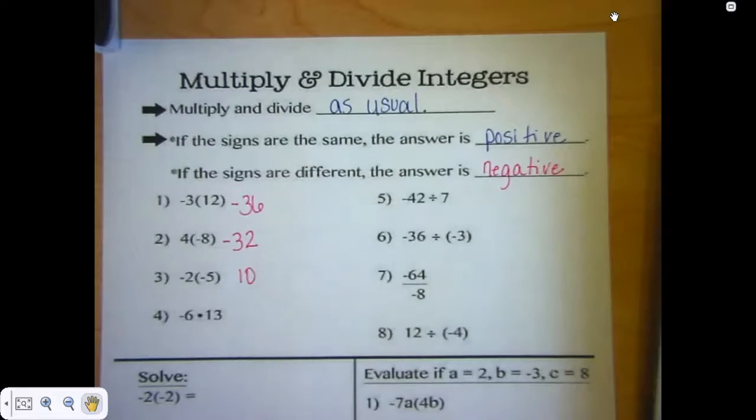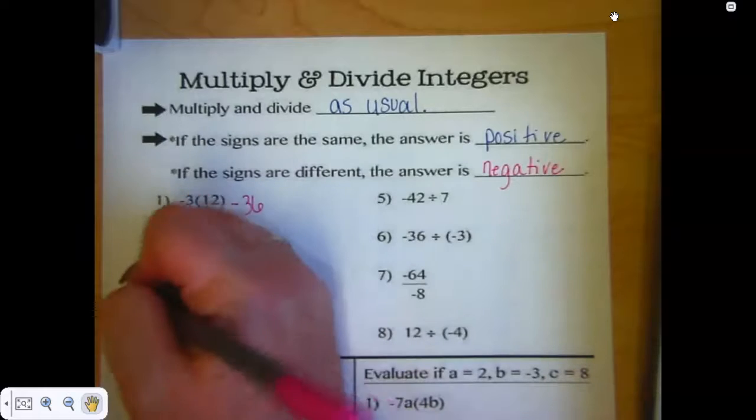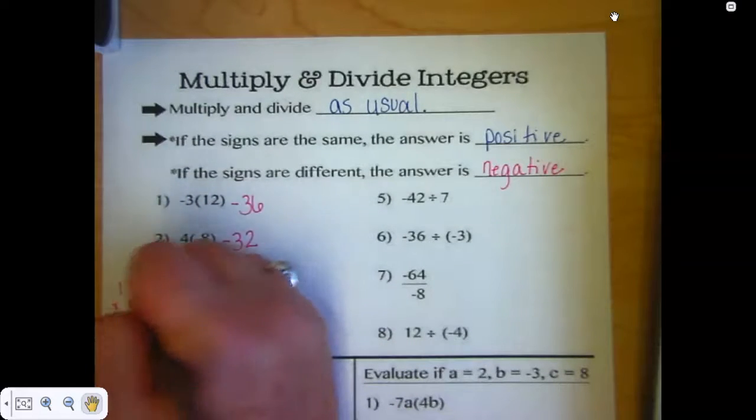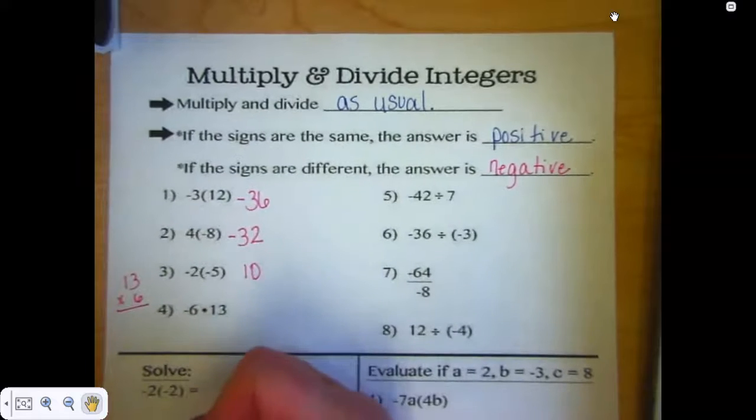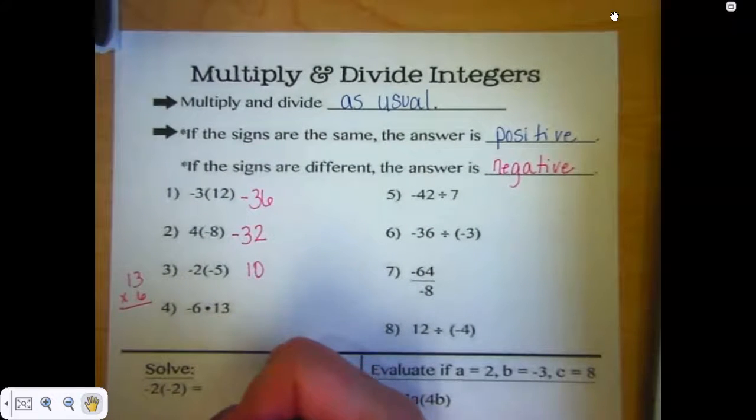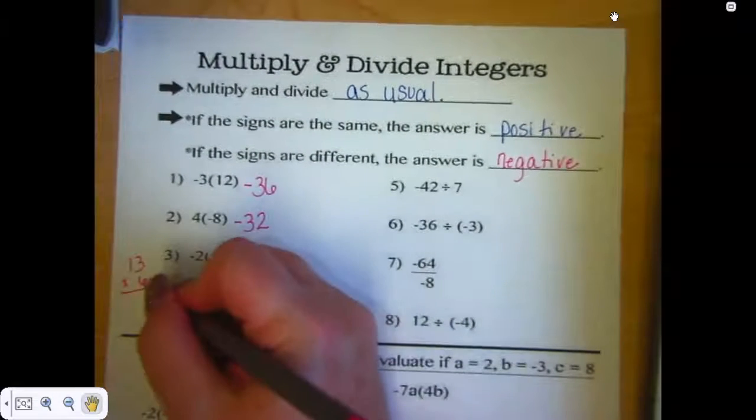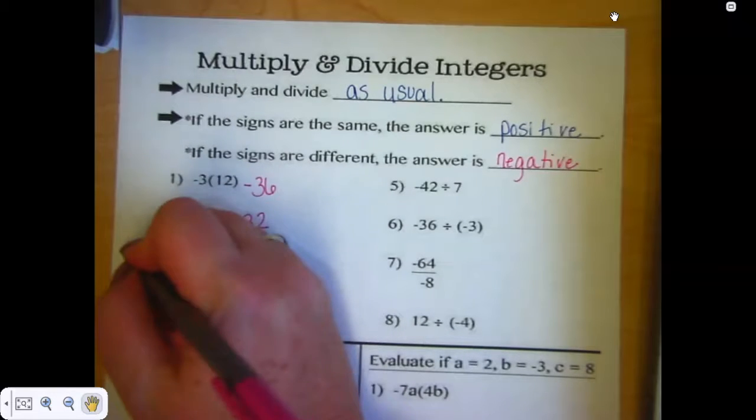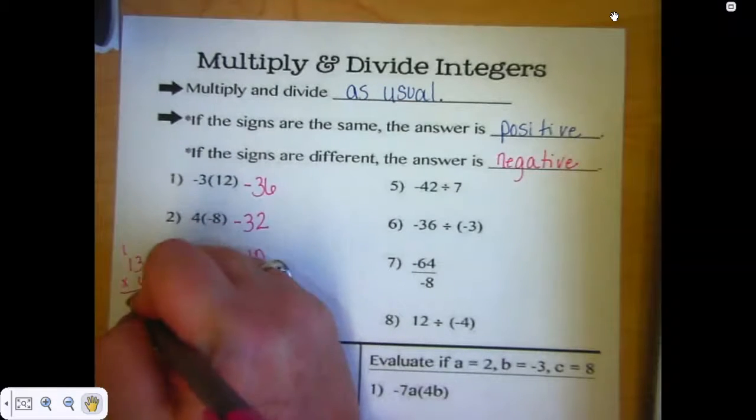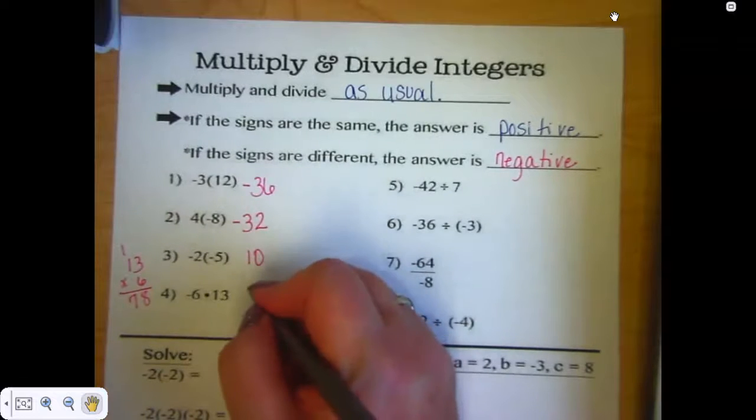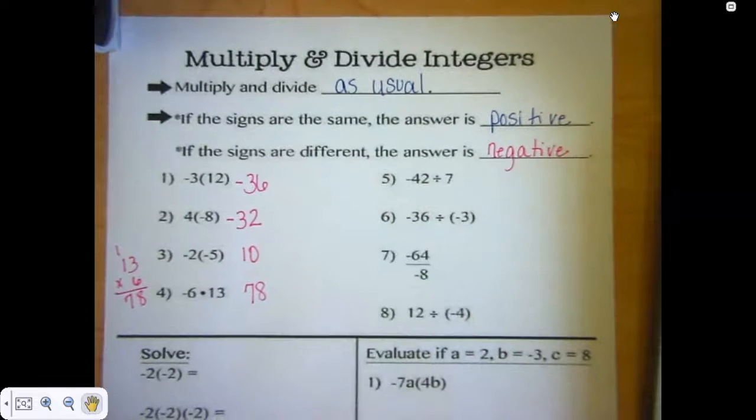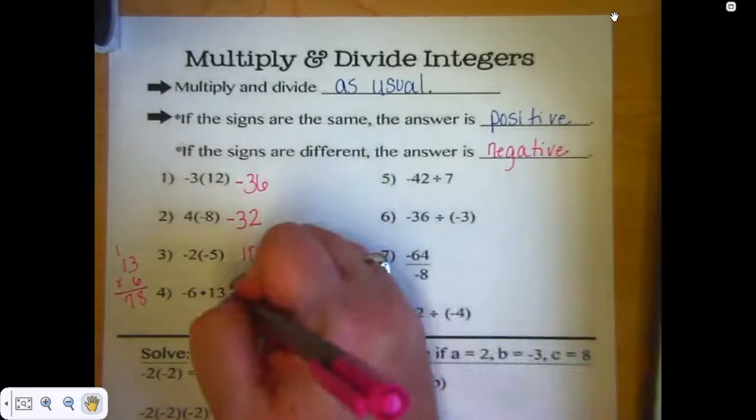6 times 13. So 13 times 6. Wow, you're fast. I'm still working over here. All right, so 6 times 3 is 18. 6 times 1 is 6, plus 1 is 7, 78. The signs are different, so the answer is negative.